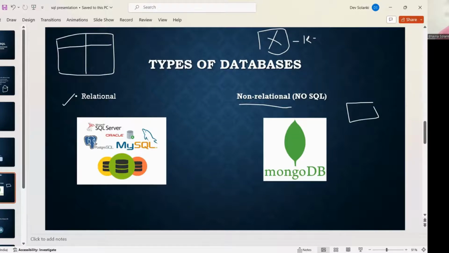These are examples of relational databases. In future, we will do some practice on MySQL, which is a relational database, like PostgreSQL, SQL Server, Oracle. These are examples of relational databases, which only understand SQL. SQL only understands relational databases. But for NoSQL, an example is MongoDB, the most popular NoSQL non-relational database.